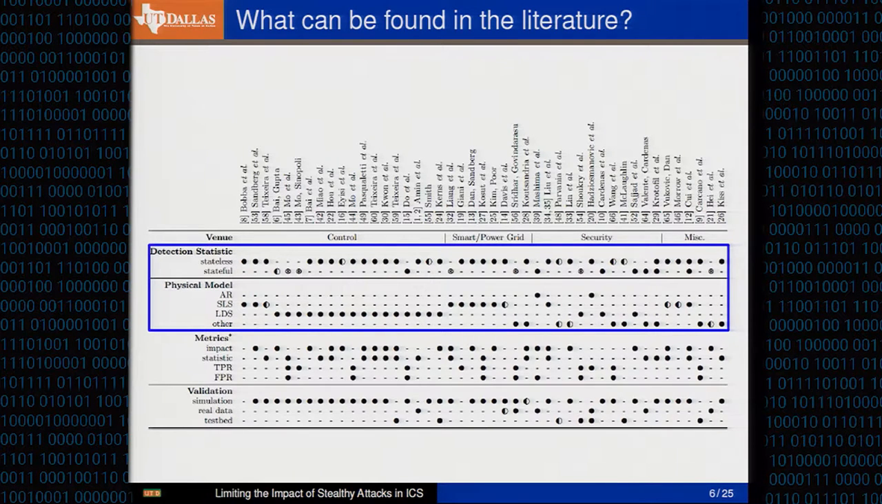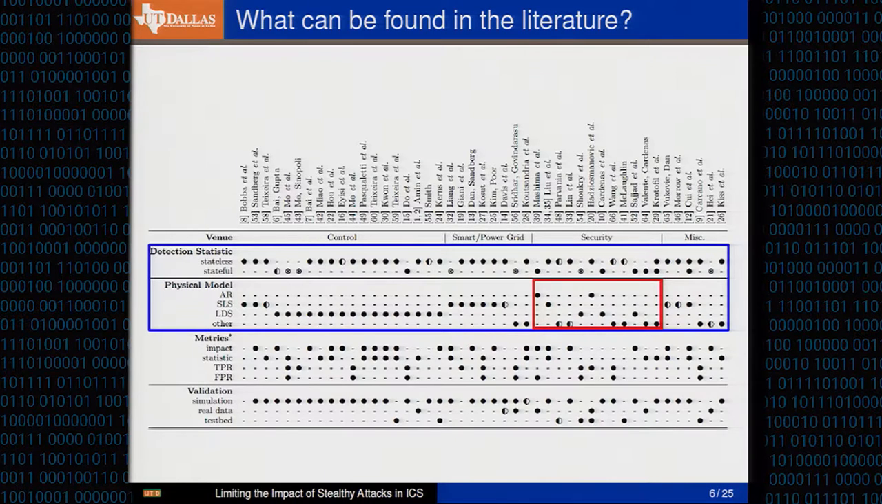The taxonomy is based first on the detection statistics that you can find. One of the nice observations that we see here is that most of the papers use the stateless statistics instead of the stateful. Also, we found that the physical models in the control system venue mostly use linear dynamic systems, which is actually one of the typical ways to model dynamic systems.